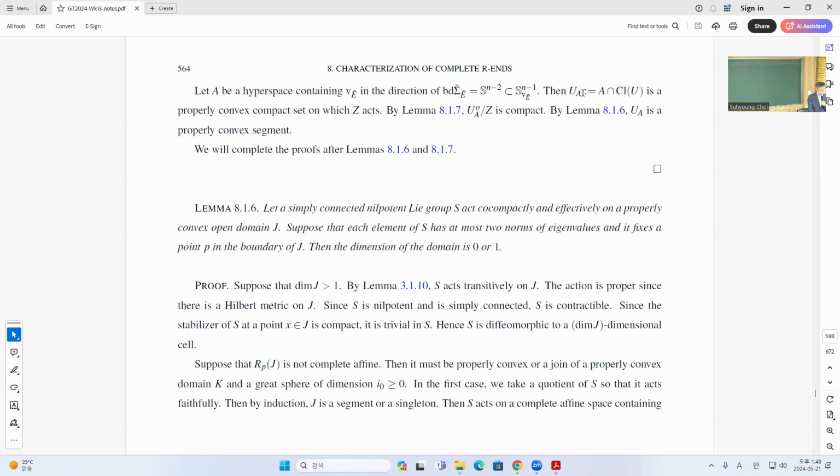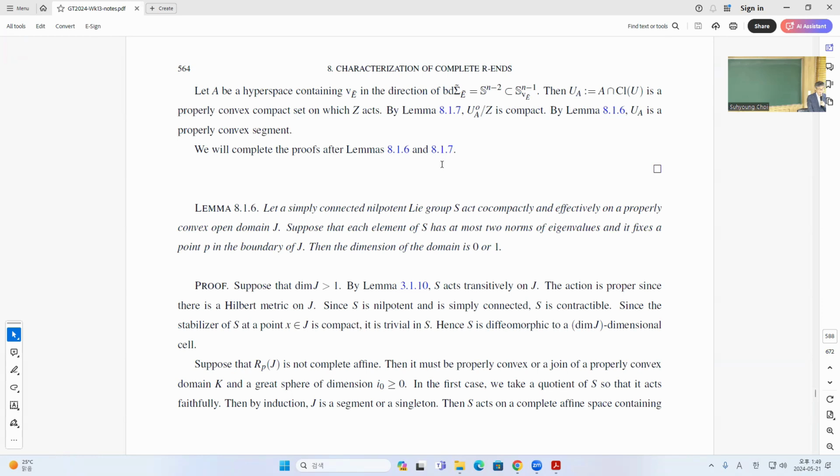So now we look at all these. Let A be the hyperplane in the direction of this boundary of this complete affine space. Then this A intersect with the closure of this neighborhood is actually properly convex, and then we can show it's actually in the interior mod G is actually compact, and this next lemma shows it is properly just a segment. It can only be a segment.